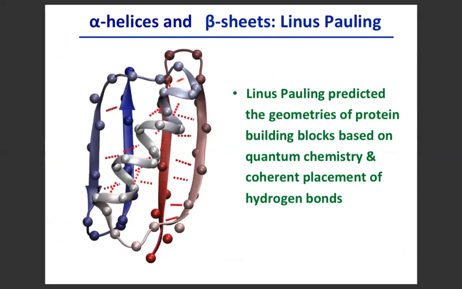The field of molecular biology was born 70 years ago with Linus Pauling's stunning prediction of the two building blocks of protein structures based on preliminary X-ray evidence and quantum chemistry. The first building block is the alpha helix, a piece of the chain curled up into a spiral conformation. It is topologically one-dimensional.